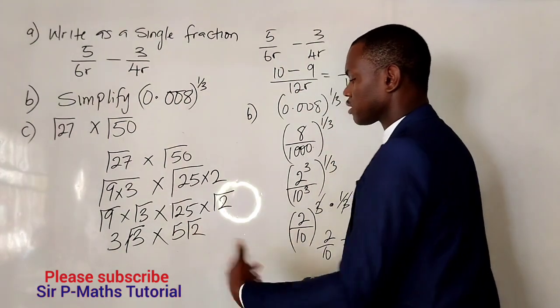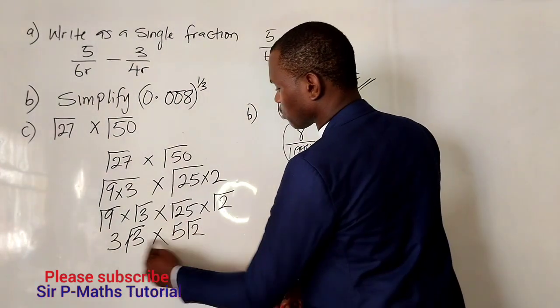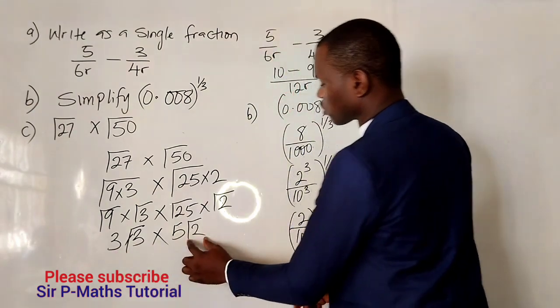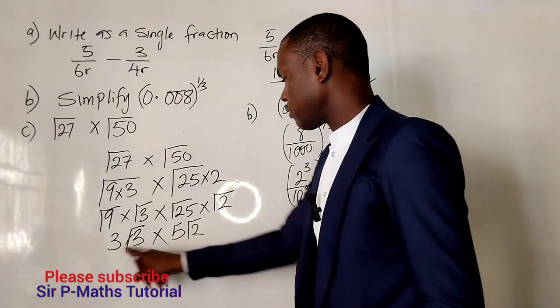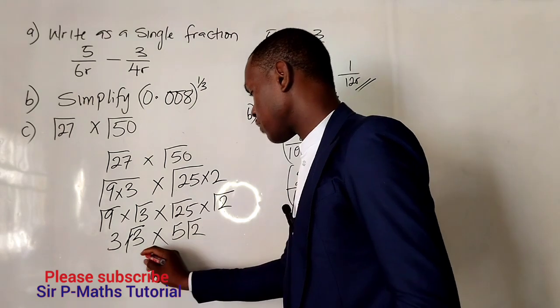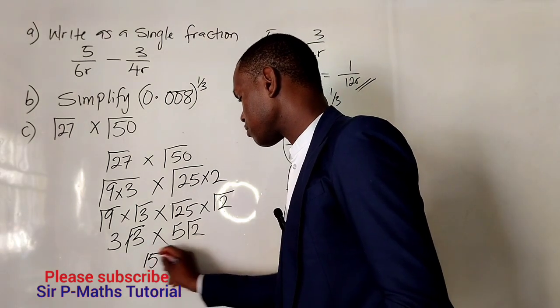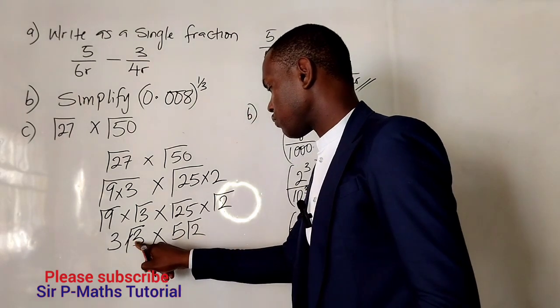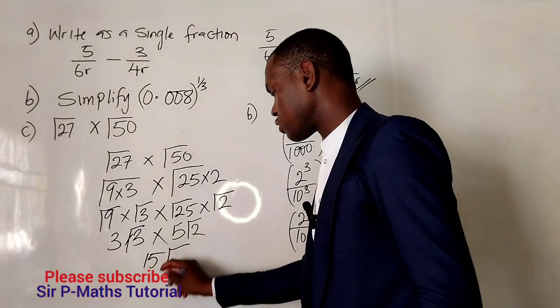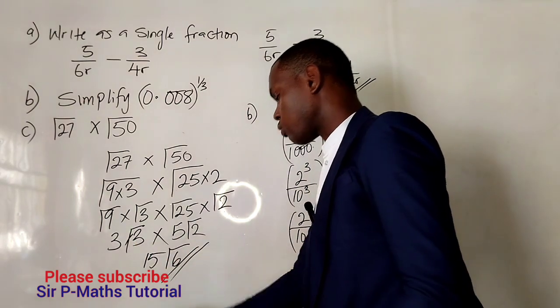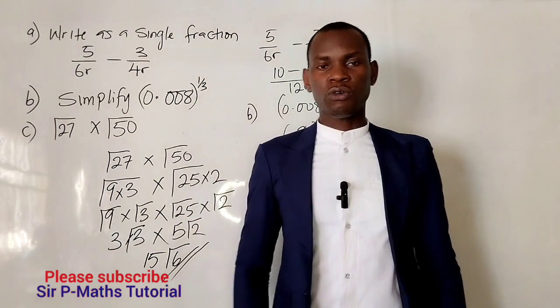So we now multiply term against term. The coefficients multiply coefficients, the square roots we multiply the square roots. So 5 times 3, 3 times 5 will give me 15. Then square root of 3 times square root of 2 will give me the square root of 6, which becomes our solution.